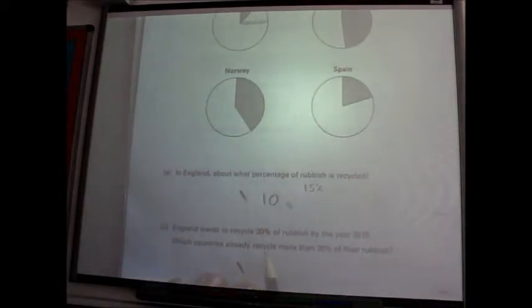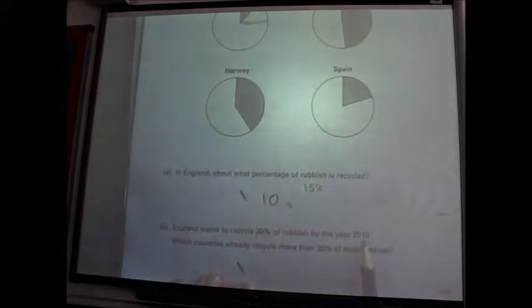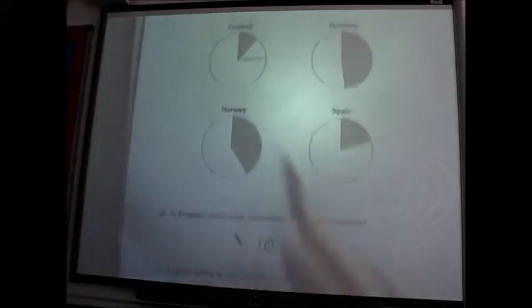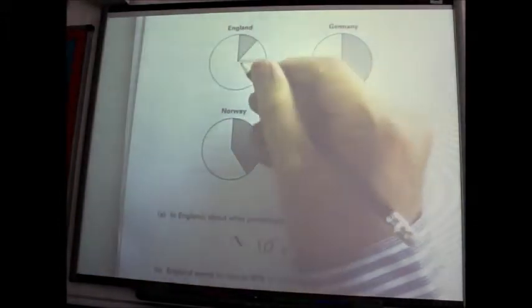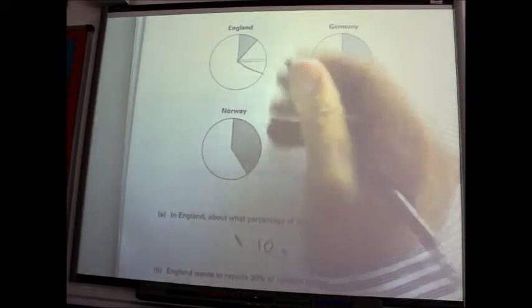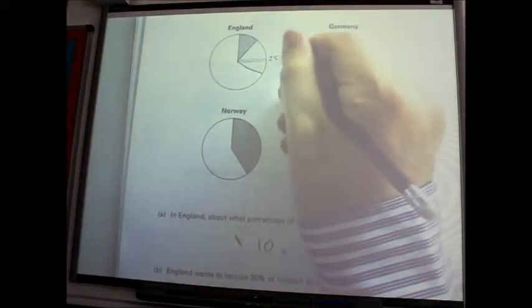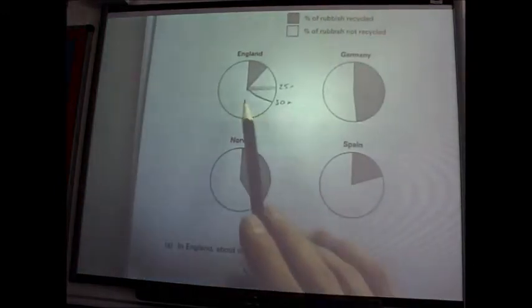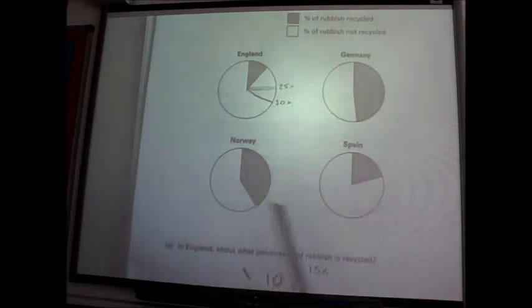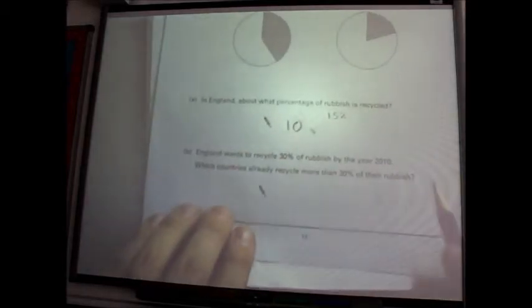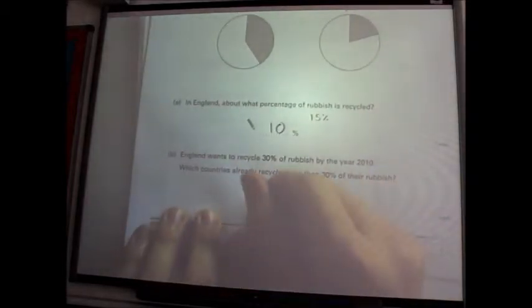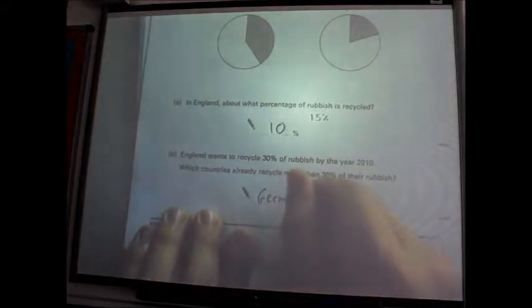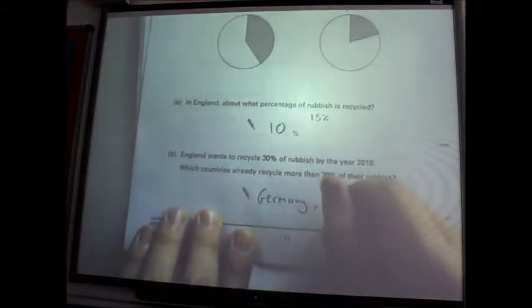Part B, England wants to recycle 30% of its rubbish by the year 2010. So that's 25%. 30% is probably about there. So let's label that as 25%, and that'll be 30%. Which countries already recycle more than 30% of their rubbish? So what's more than that? Germany is, and Norway. So the answer to that one, got to put both down for the 1 mark, is Germany and Norway.